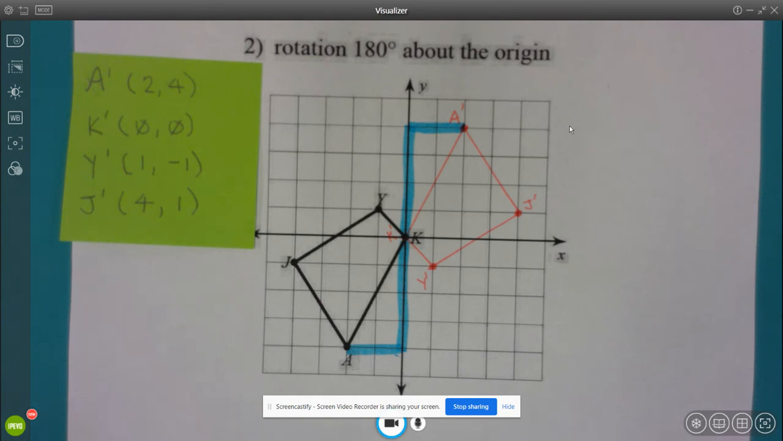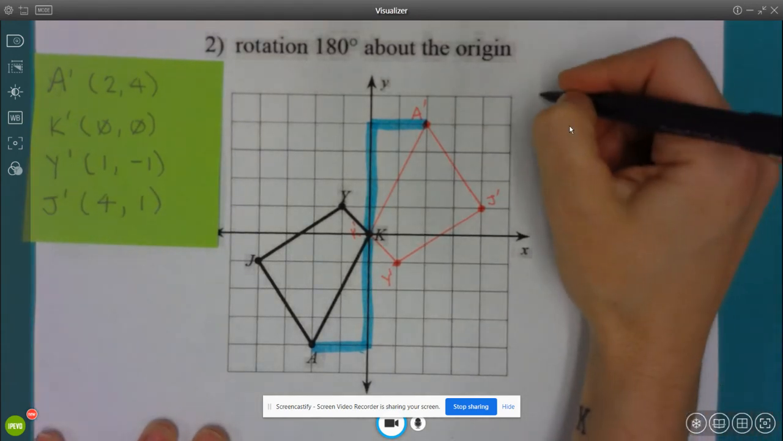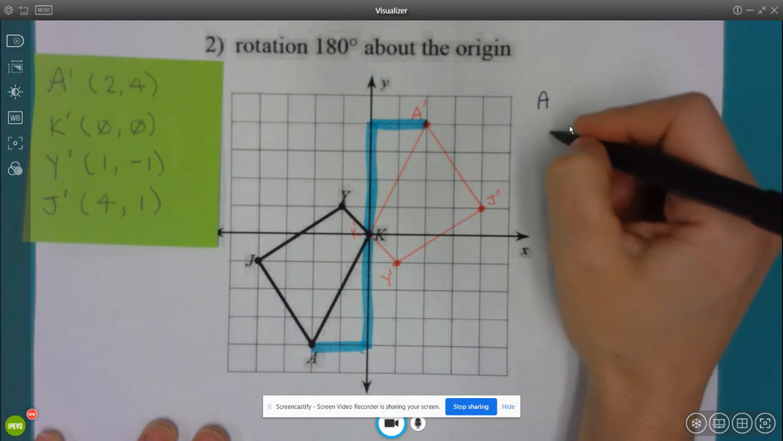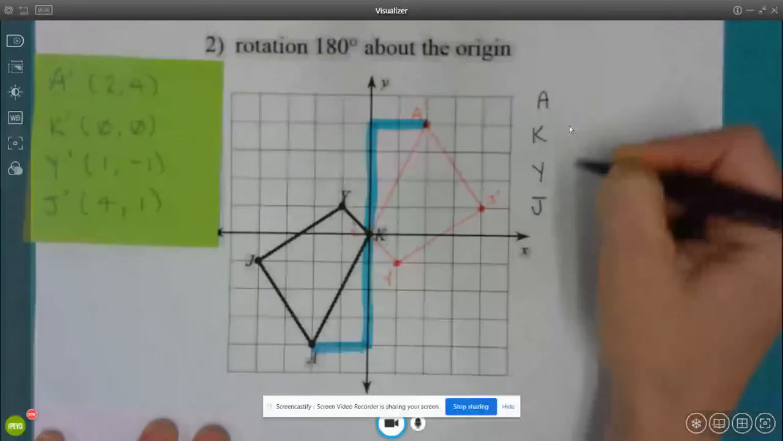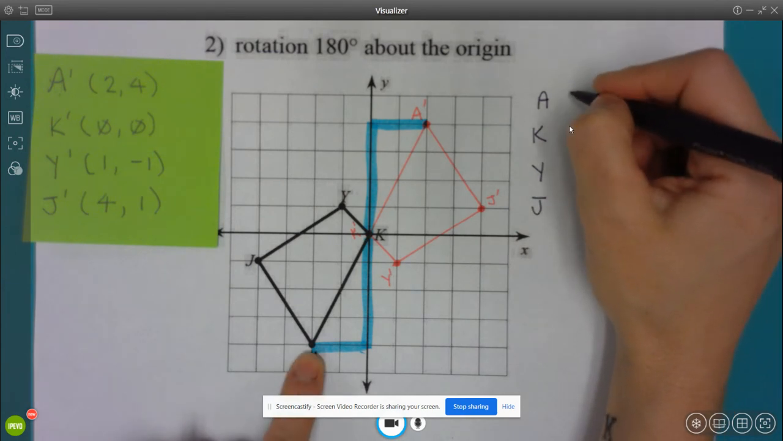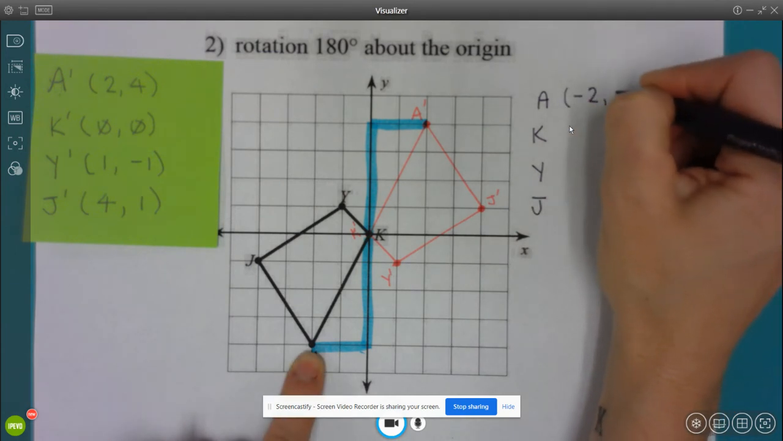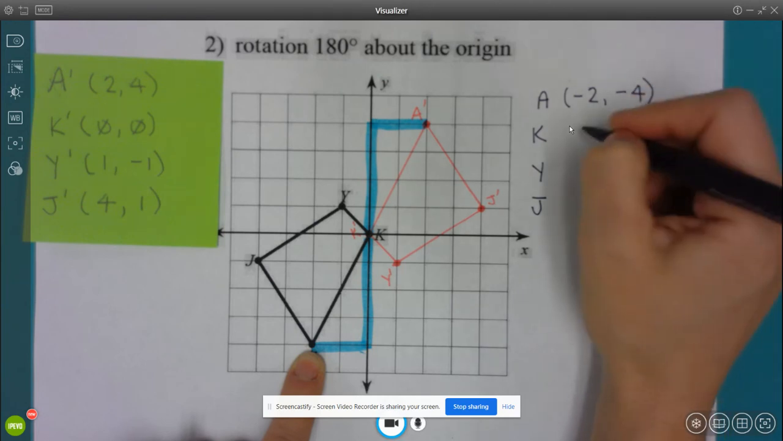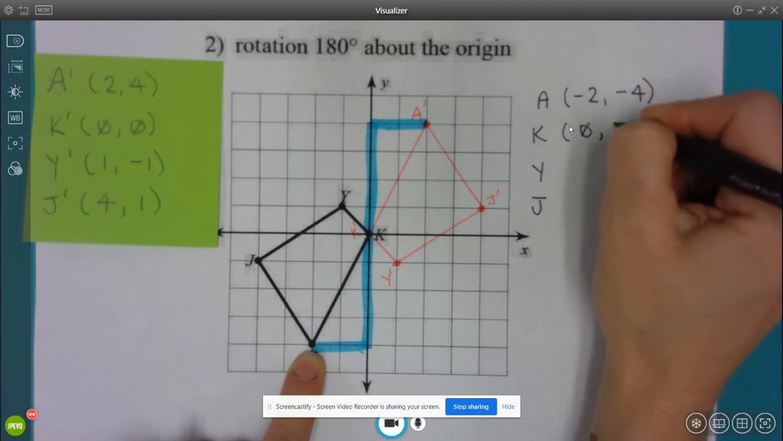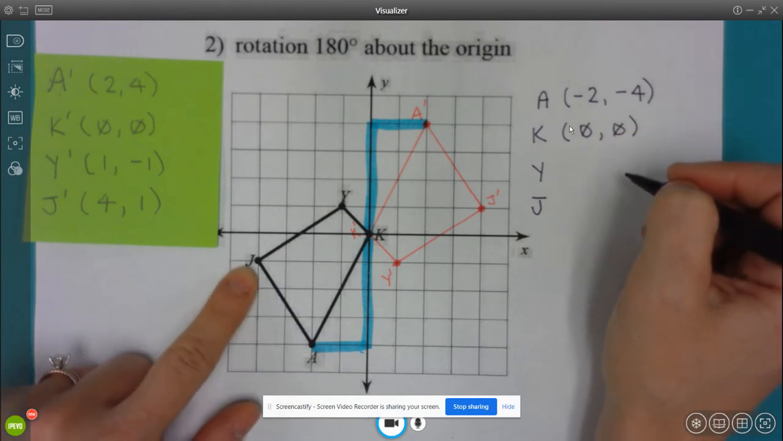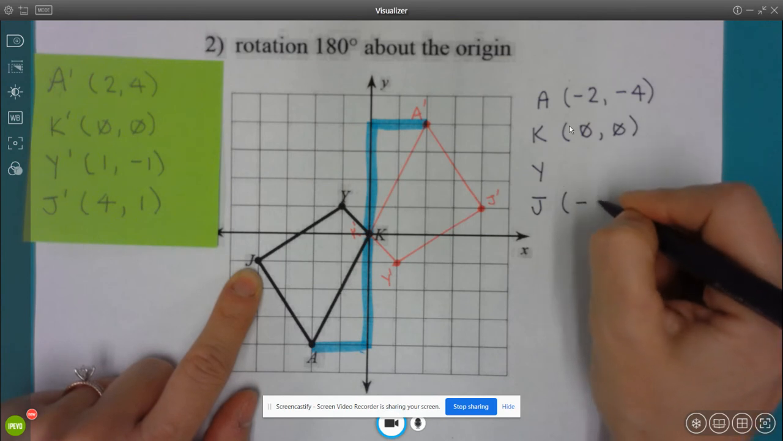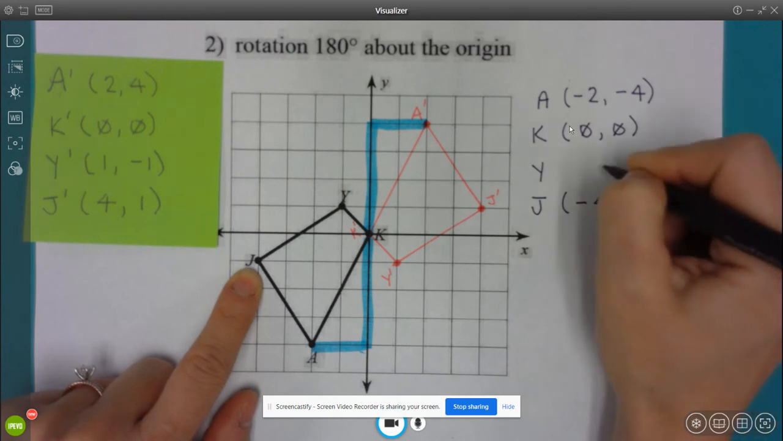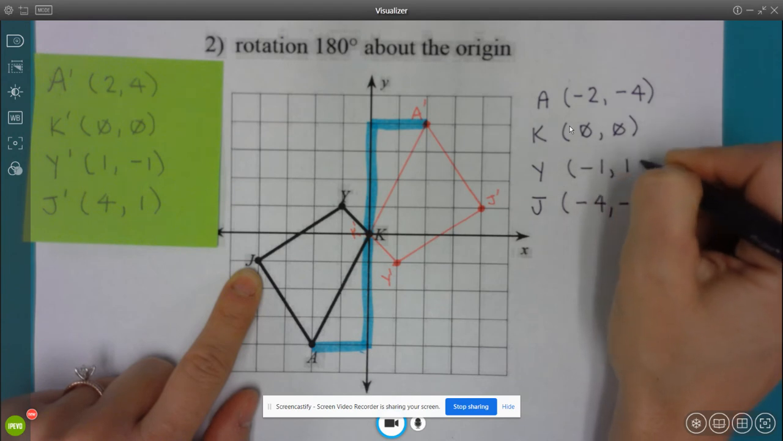So now let's think about some coordinates here. So I have A, K, Y, and J. Here A is at negative 2, negative 4. K is still at 0, 0. J was at negative 4, negative 1, and Y was at negative 1, 1.